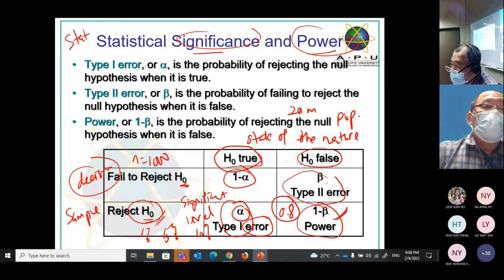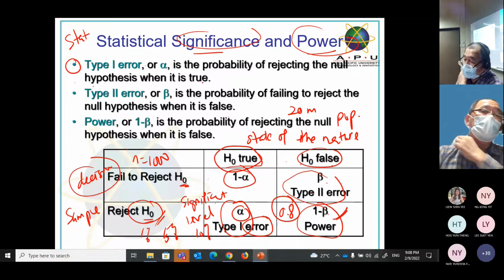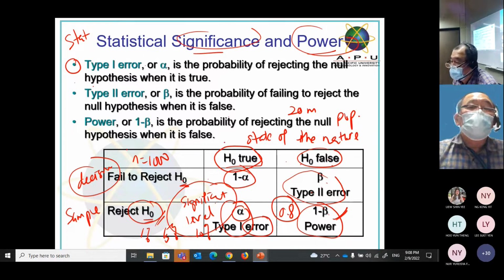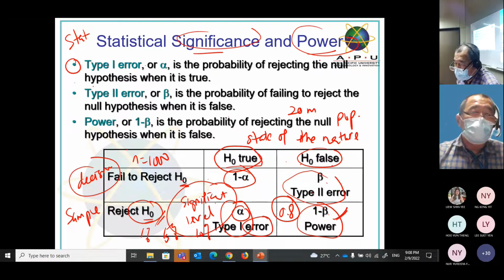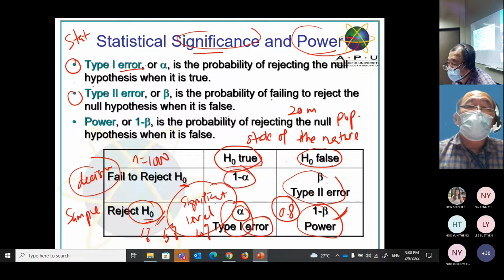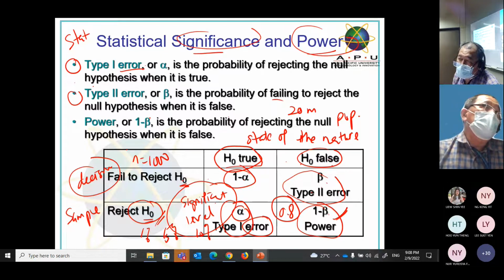Therefore, this is the official definition for the type 1 error. Again, type 1 error is also the significant level. So alpha is the probability that we reject the null hypothesis, but the null is true. Therefore, it's an error. Type 2 error: we cannot reject the null hypothesis, but the null is false.